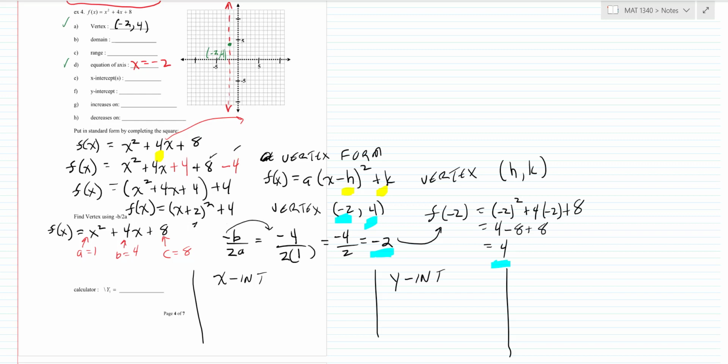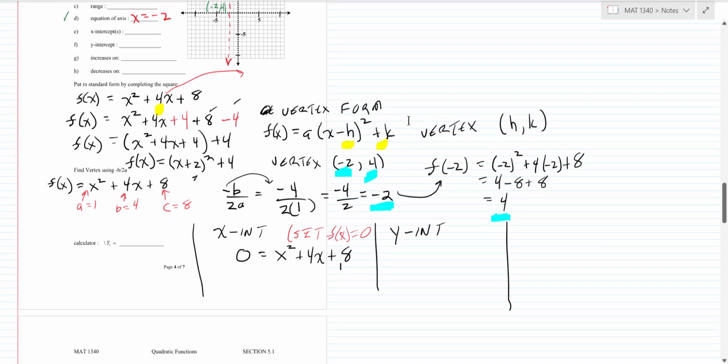So when you find an x-intercept, what you always do is set the function value, f of x, equal to 0. So take the original problem, f of x equals x squared plus 4x plus 8, and replace that f of x with 0. You want to write down 0 equals x squared plus 4x plus 8. Then you have to solve that equation, which a lot of times means you have to use the quadratic formula, because x squared plus 4x plus 8 doesn't factor. You won't be able to do that. So you have to go to the quadratic formula.